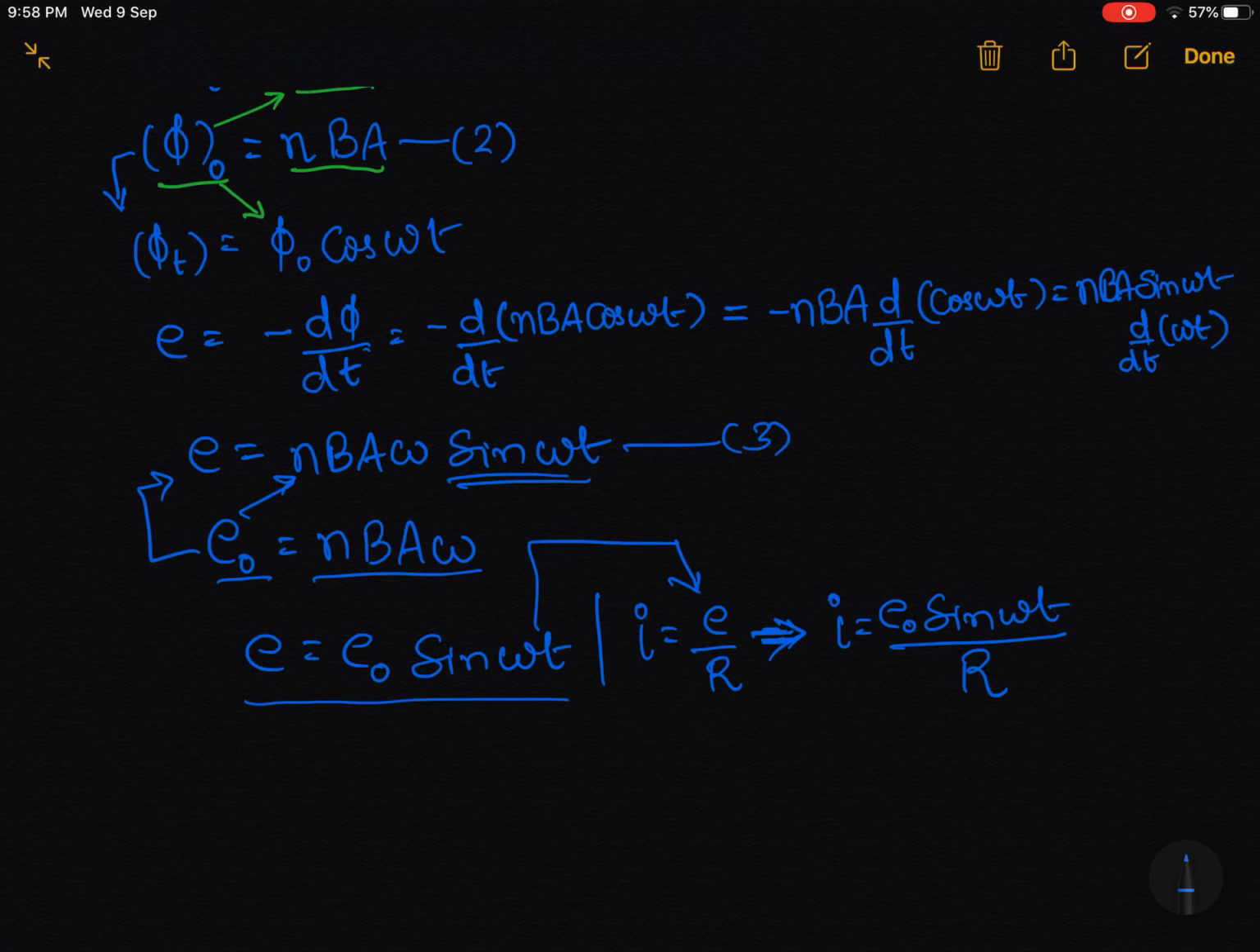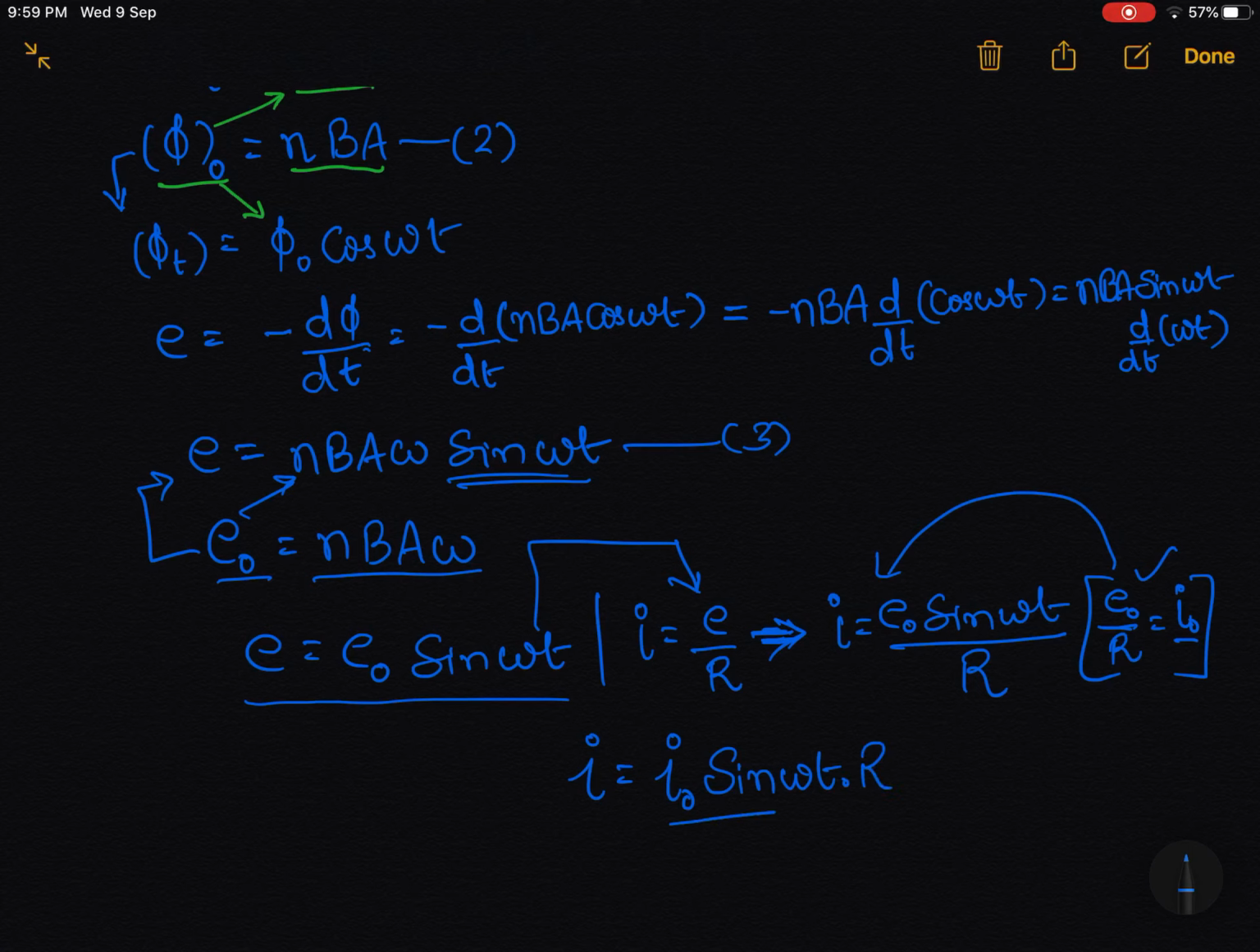Now, since we all know E naught upon R is equal to I naught. This is very basic, like the max current will be equal to what? Max voltage divided by R. I'll be substituting this value somewhere around here. Let's see how. I'll say that my I is equal to I naught of sine omega t multiplied by R upon R.